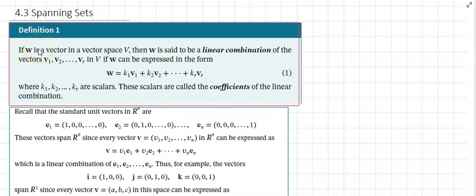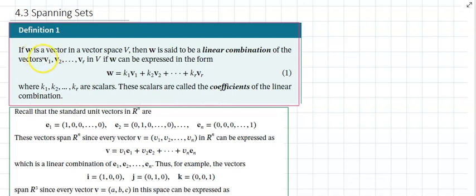Section 4.3 talks about spanning sets. So spanning is pretty much like multiples. I'm going to show you a geometric interpretation of it. What it means is multiples. So the span of a set is pretty much all of its multiples.